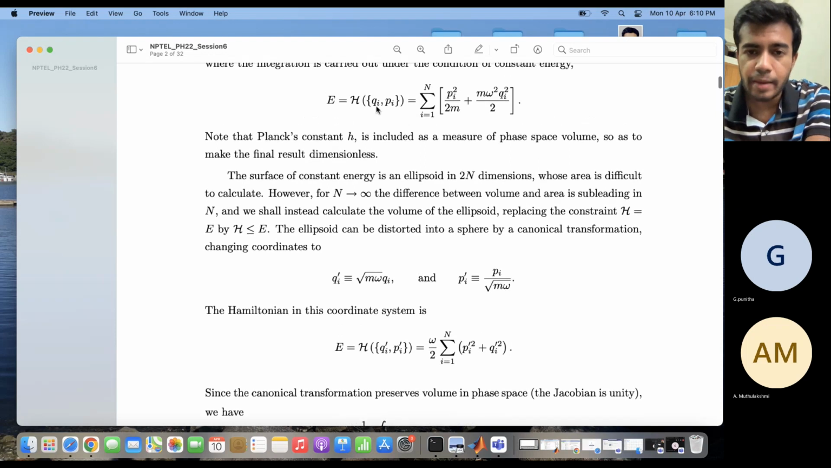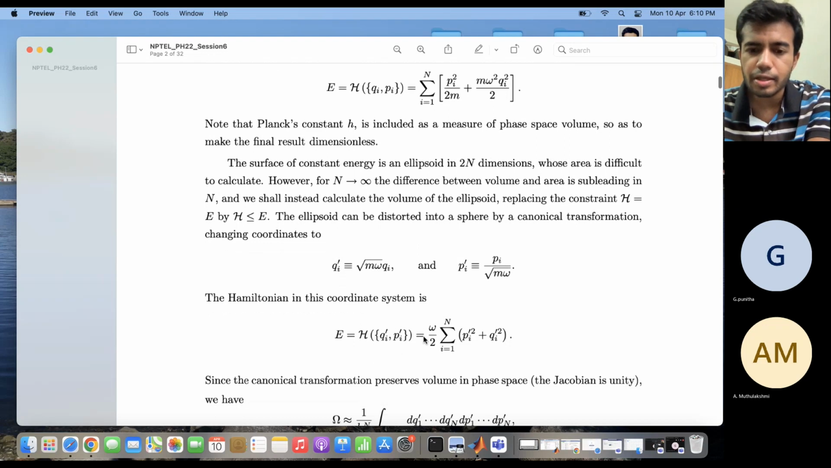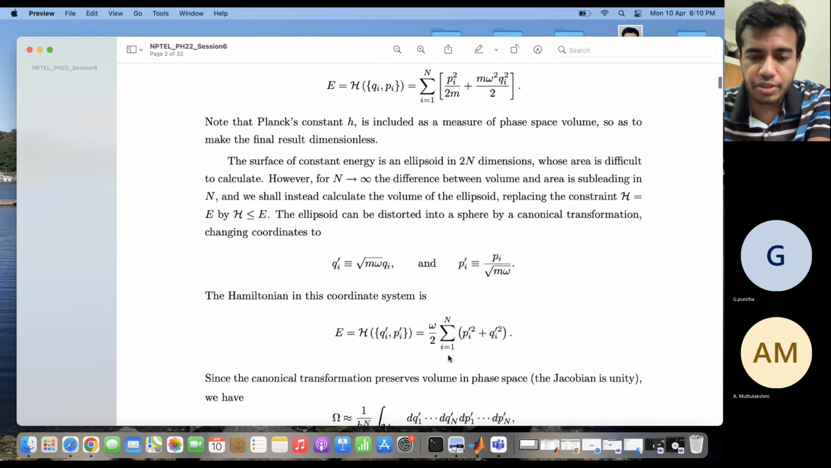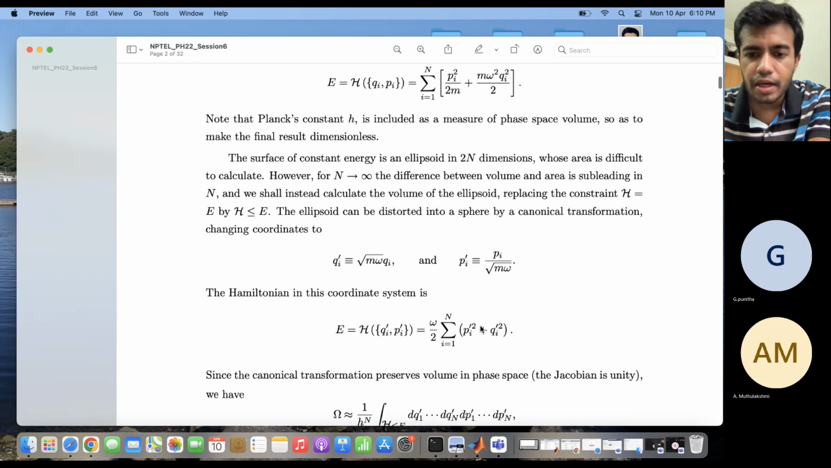If I now write this Hamiltonian in terms of these new coordinates, then the Hamiltonian becomes equal to omega by 2 times the summation over i equal to 1 to N of pi dashed squared plus qi dashed squared.